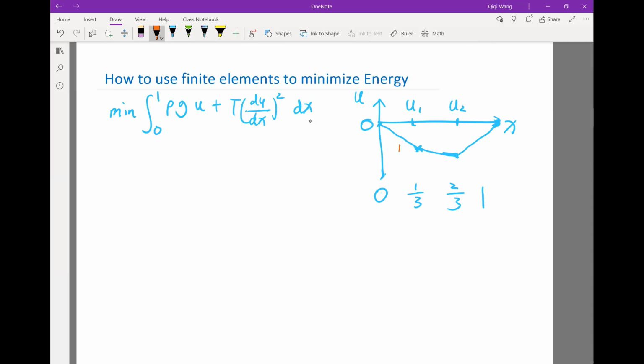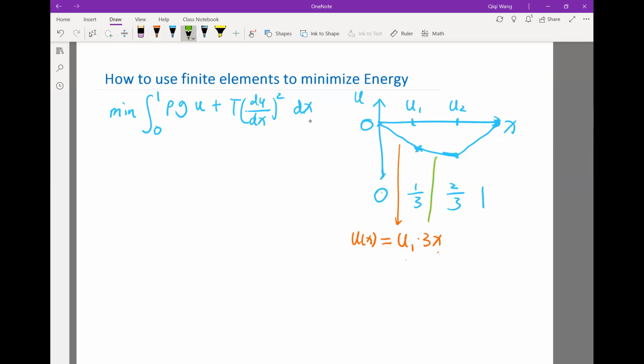The value of the function in the first element can be simply written as u of x in the first element is equal to what? It is equal to u1 times 3x, right? Because when x is equal to 1/3, the value of the function is equal to u1. When x is equal to 0, it's equal to 0. So that's in the first element.